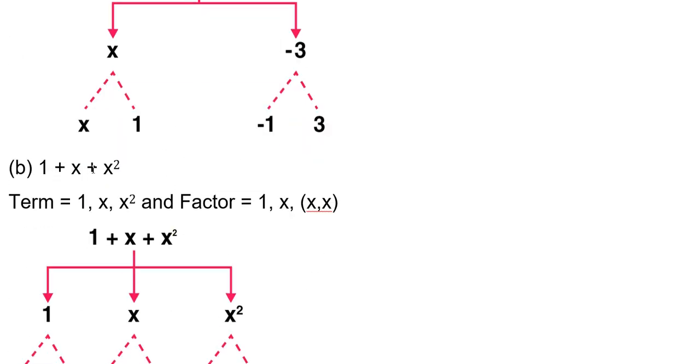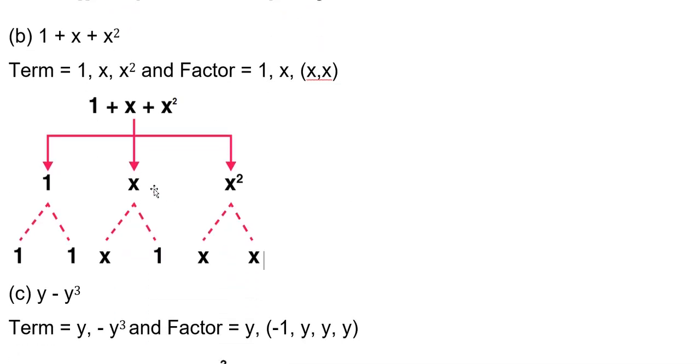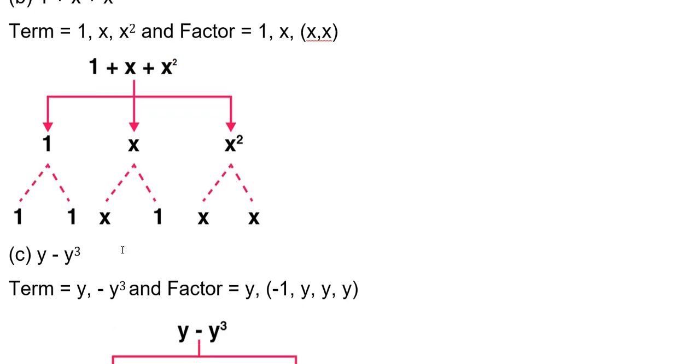1 plus x square, 3 terms: 1 and x square. Factors also: 1, and x into x. x square means x into x. So here 1 plus x square: 1 can be written as 1, and x square can be written as x into x.